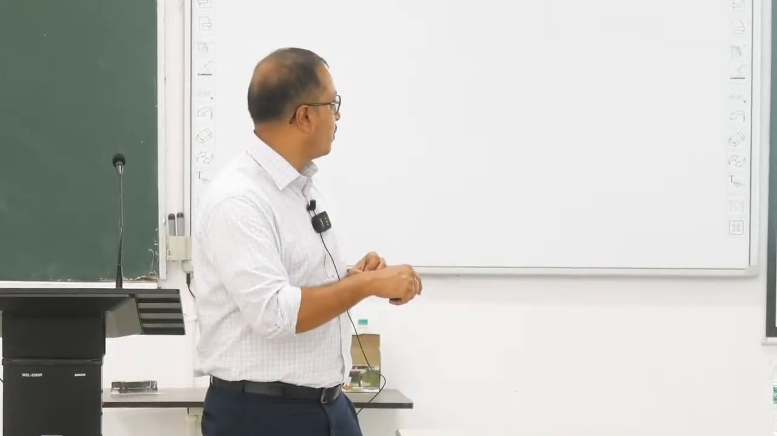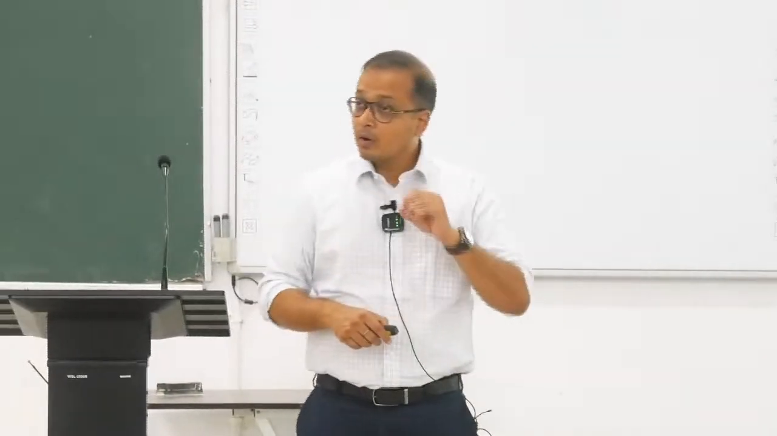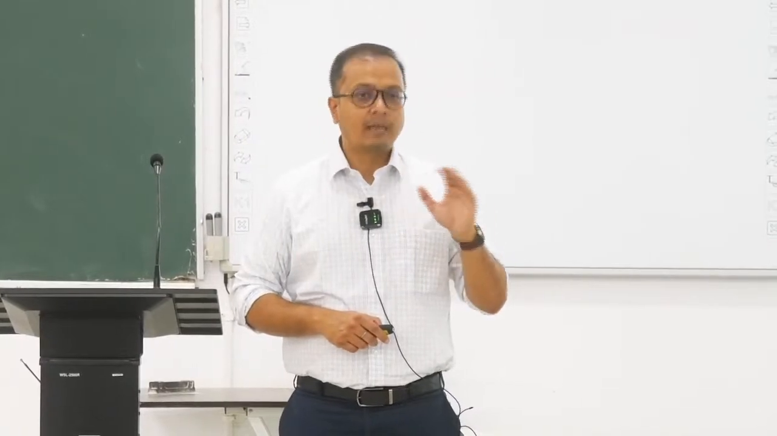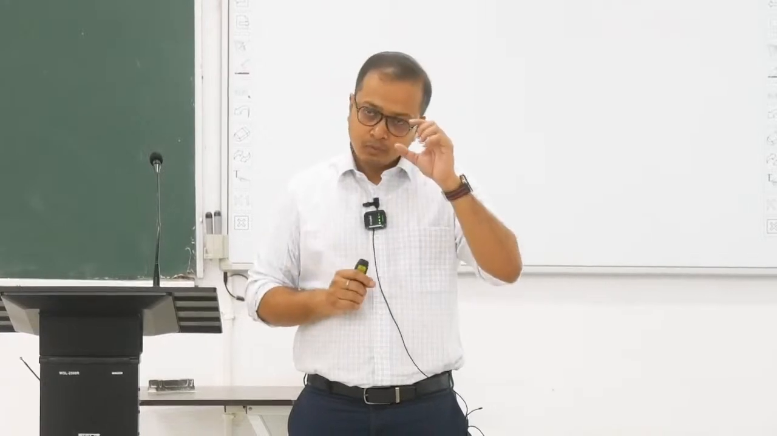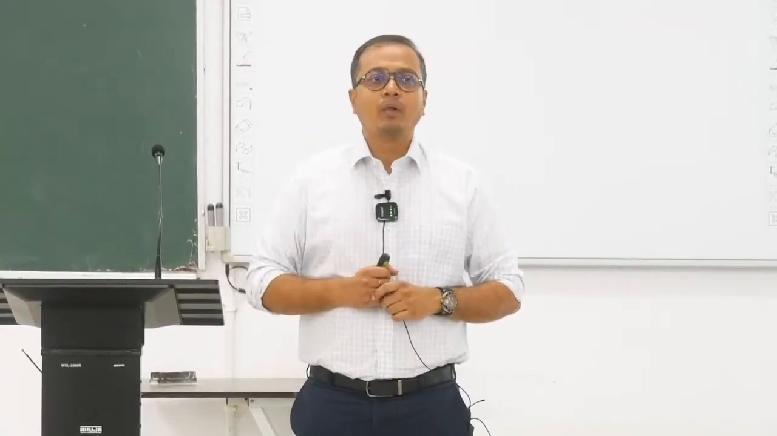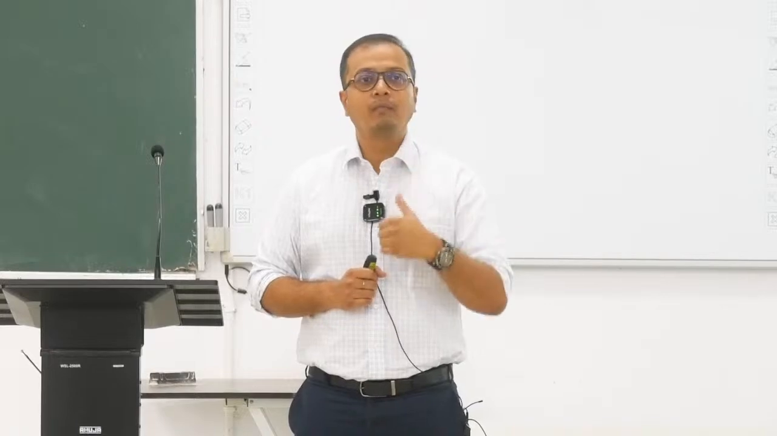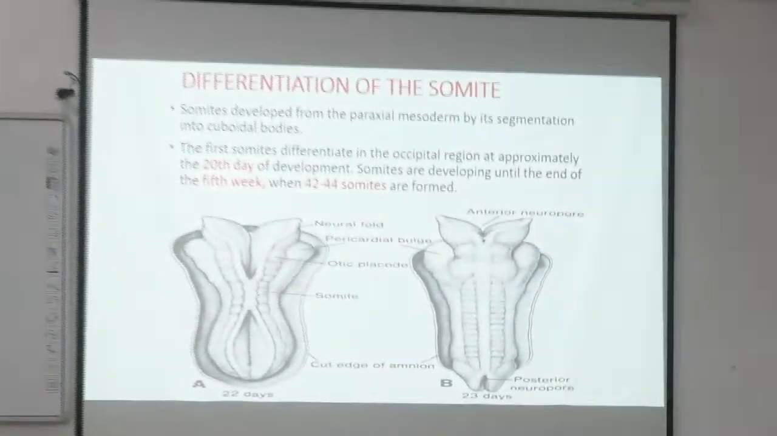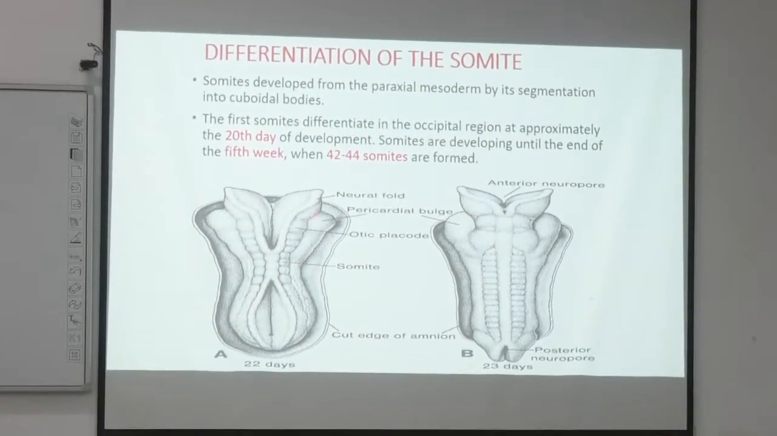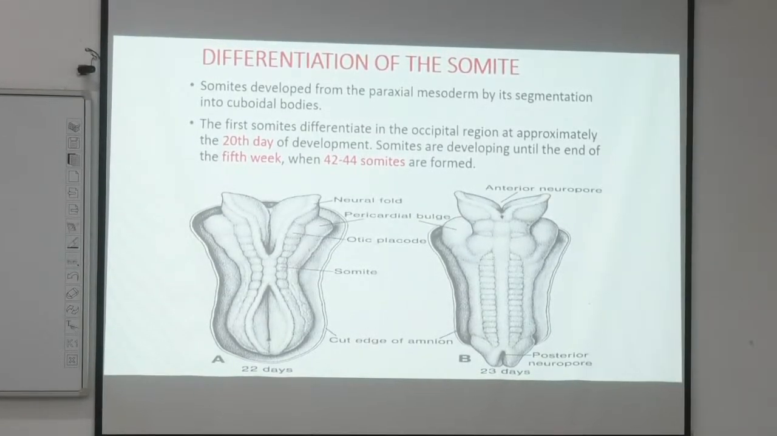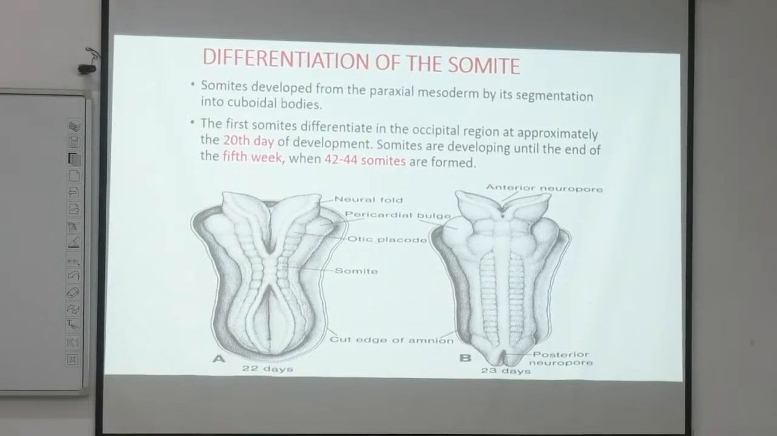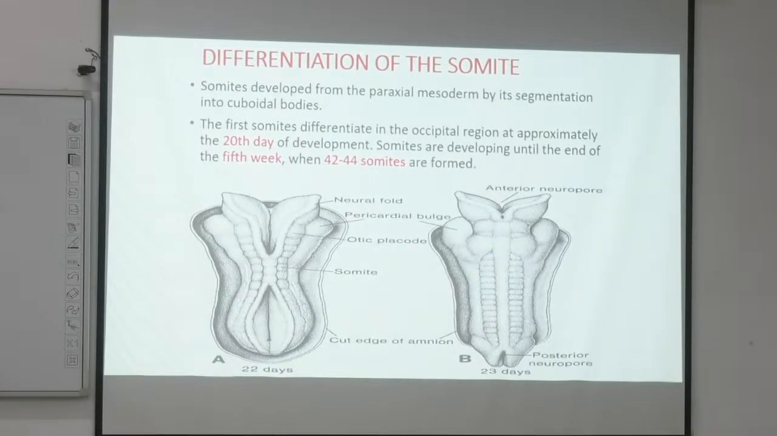So we call these the cubical blocks of the paraxial mesoderm. Other mesoderm, like the intermediate mesoderm and the lateral plate mesoderm, do not show this somite formation. Only this yellow one shown there, the paraxial mesoderm, shows further development, keeps on breaking down into segments. These segments keep on forming starting from the 20th day of development, in the occipital region first, and then slowly by the end of the 5th week the total count of somites or somitomeres is 44.